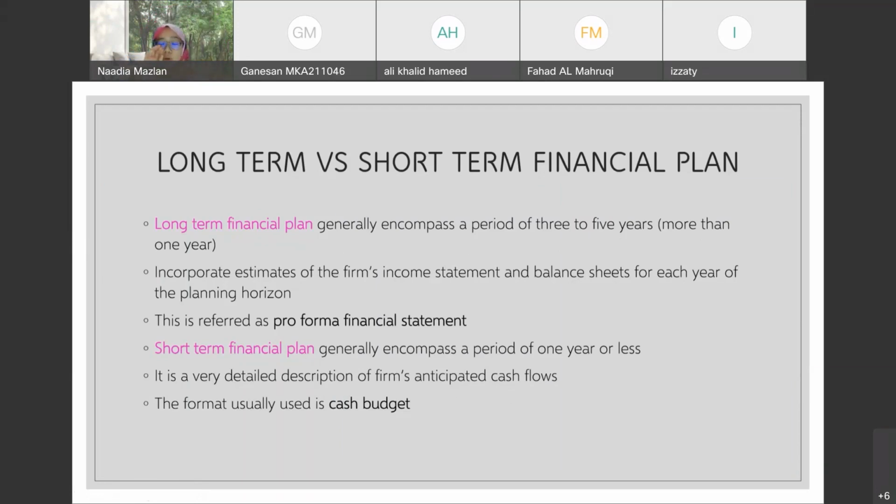What we're going to learn today is actually how to do your own cash budget. You can use it for your company, you can use it for your own. I actually use this thing for my own.